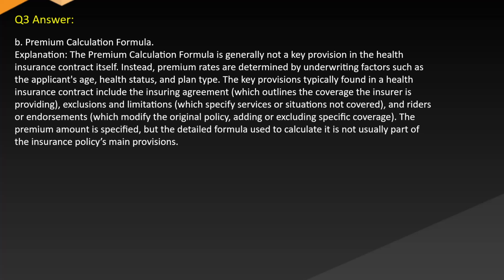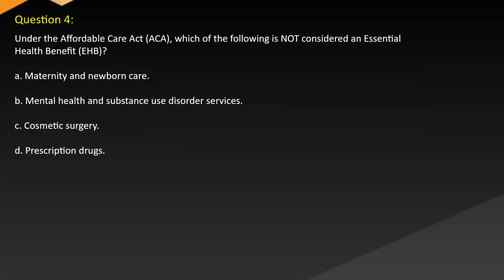The premium amount is specified, but the detailed formula used to calculate it is not usually part of the insurance policy's main provisions. Question 4. Under the Affordable Care Act, which of the following is not considered an essential health benefit? A. Maternity and newborn care. B. Mental health and substance use disorder services. C. Cosmetic surgery. D. Prescription drugs.